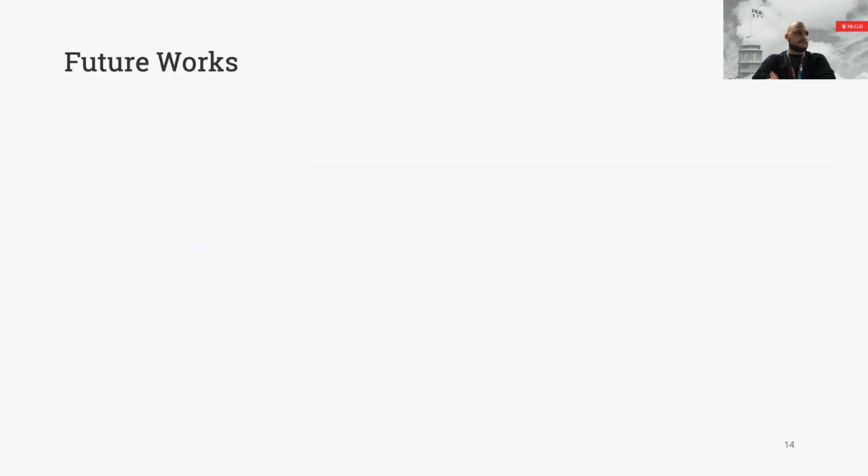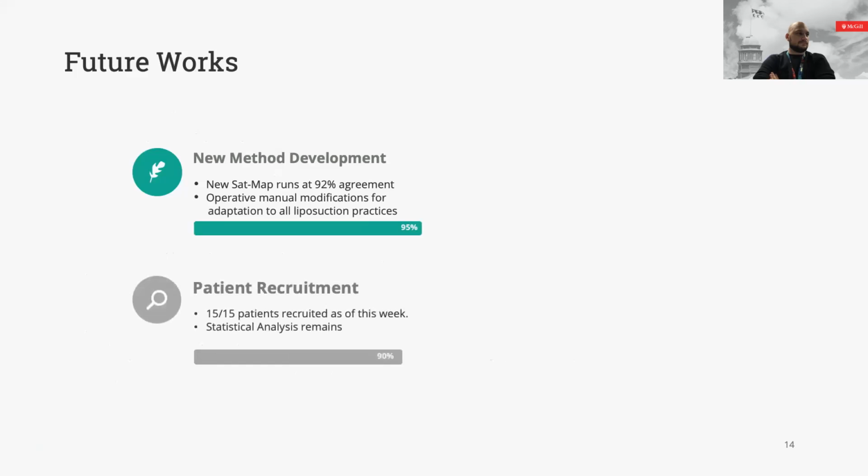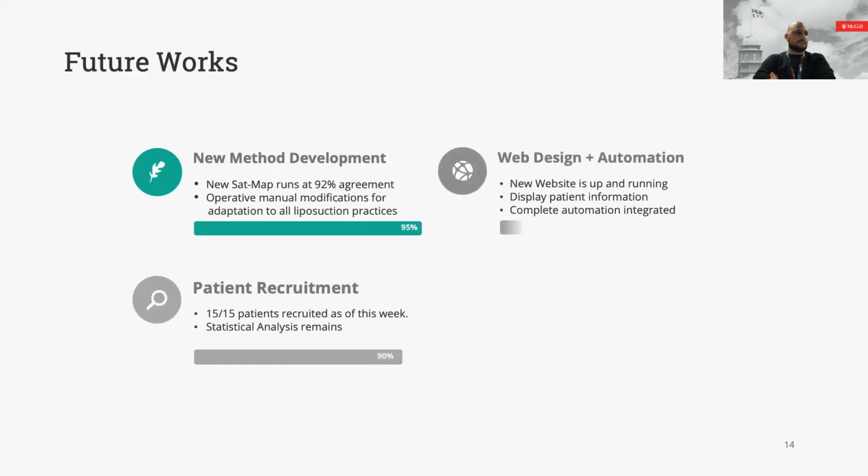For the remainder of this project, the future work is split 4 ways. First, with the new software running at greater than 90% agreement currently, conceptually speaking and the theory behind the method, I believe we are near the finish line with only small tweaks necessary to fully adapt to different liposuction practices. This brings us to the trial. As of this week, we finished recruiting patients for our study. All that is left is to compile the final patient analytics and perform the statistical analysis.